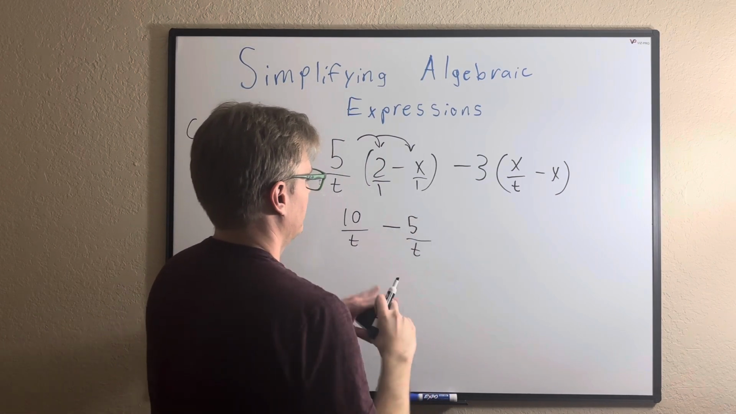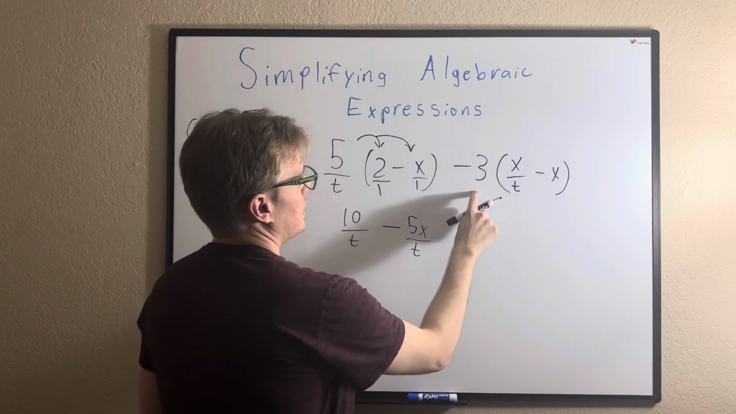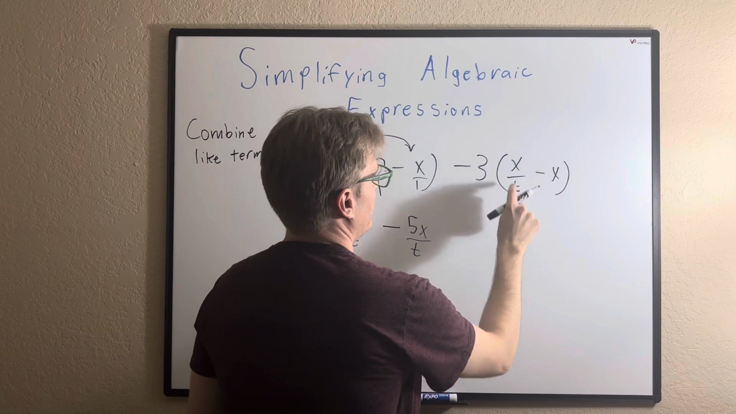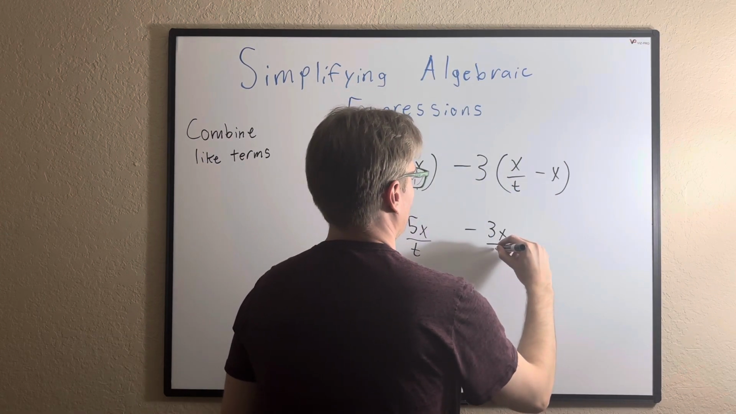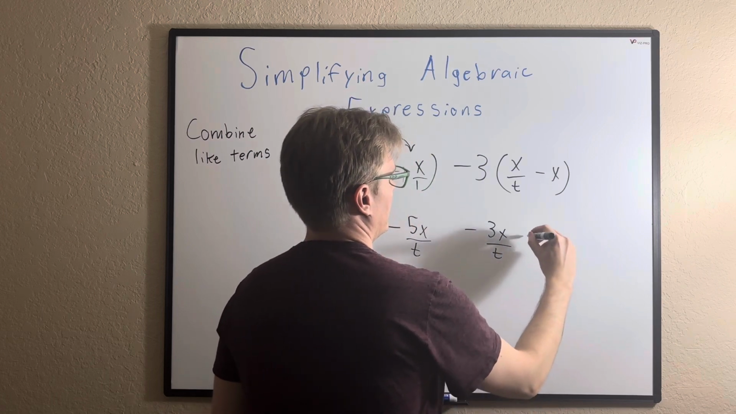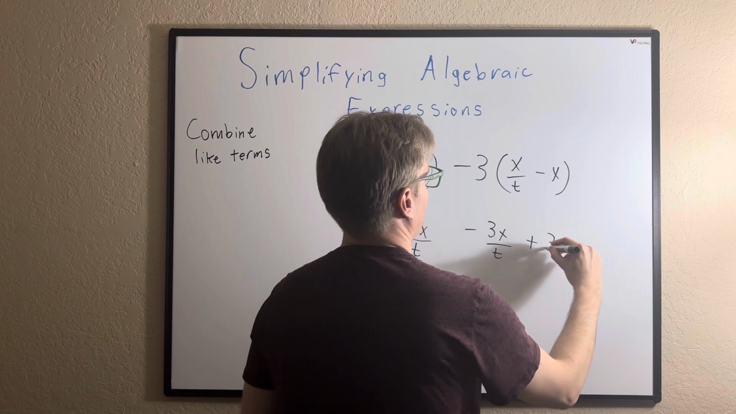Let me just clean that up. My handwriting can be bad sometimes. Minus negative 3 times x over t. Negative 3x over t. Negative 3 times negative x. Positive 3x.